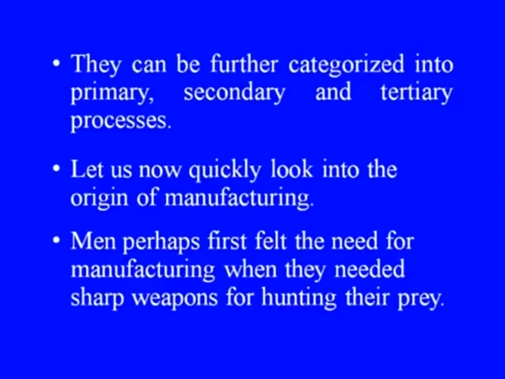In most of the cases, the conversion of raw materials to finished products requires a number of steps, which calls for dividing manufacturing into various processes and sub-processes. They can be further categorized into primary, secondary and tertiary processes. Let us now quickly look into the origin of manufacturing.